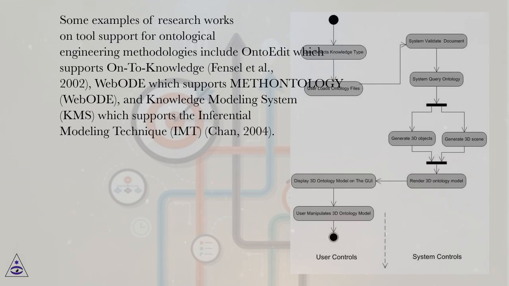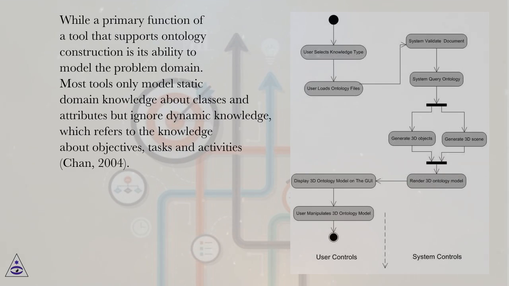(Chan, 2004). While a primary function of a tool that supports ontology construction is its ability to model the problem domain, most tools only model static domain knowledge about classes and attributes but ignore dynamic knowledge, which refers to the knowledge about objectives, tasks and activities (Chan, 2004).